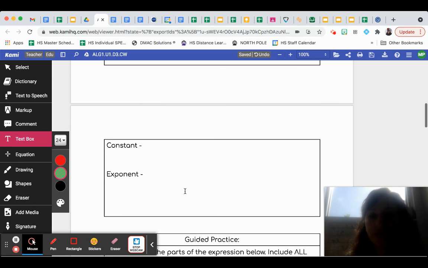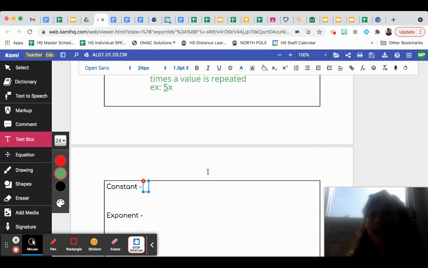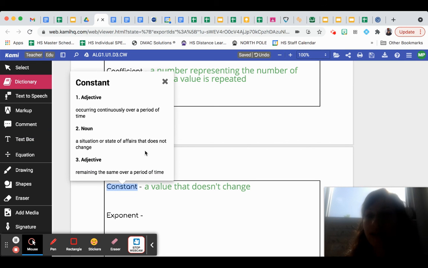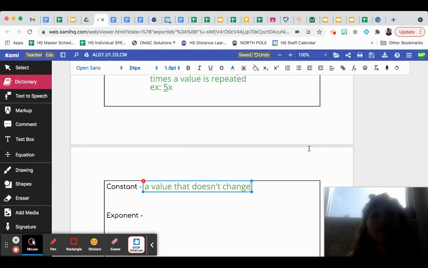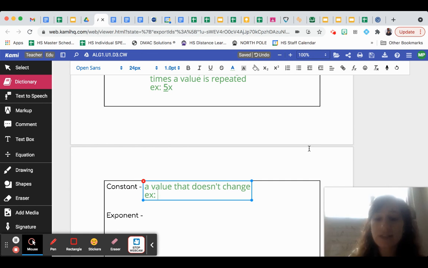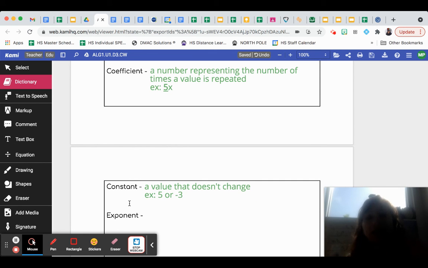Right, I think we only have 2 more. A constant is a value that doesn't change. When you think about the word constant, if I use my dictionary tool, it means occurring continuously over a period of time, a situation or state of affairs that does not change, remaining the same over a period of time. So a constant is a value that does not change. Some examples of constants could be 5 or -3. Those are both constants because they're not going to be changing.